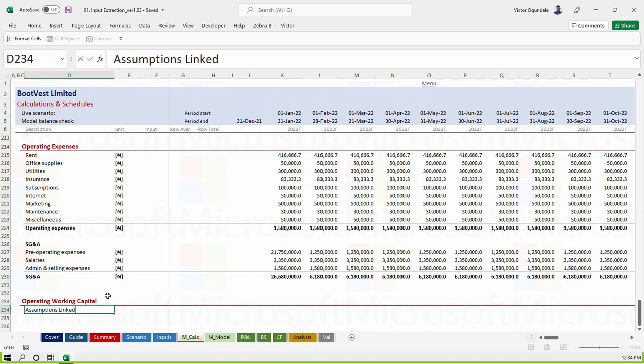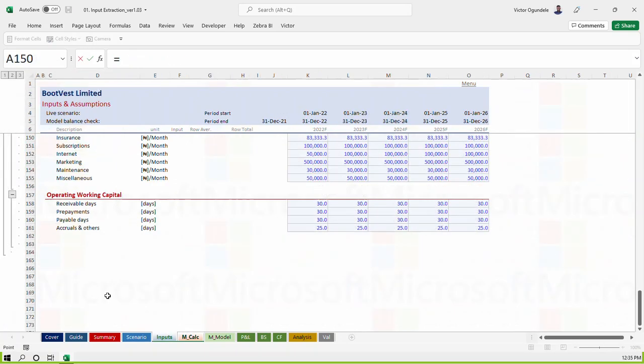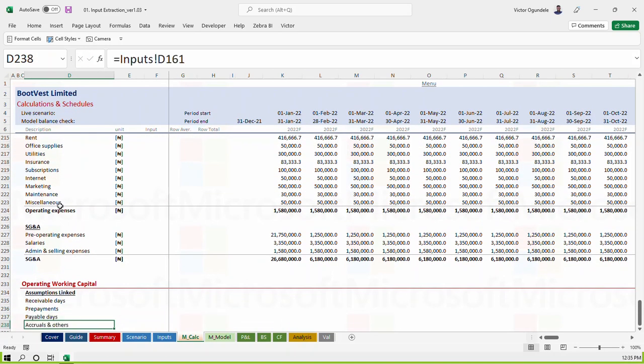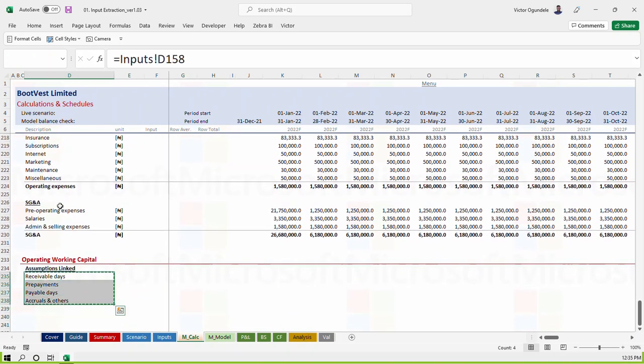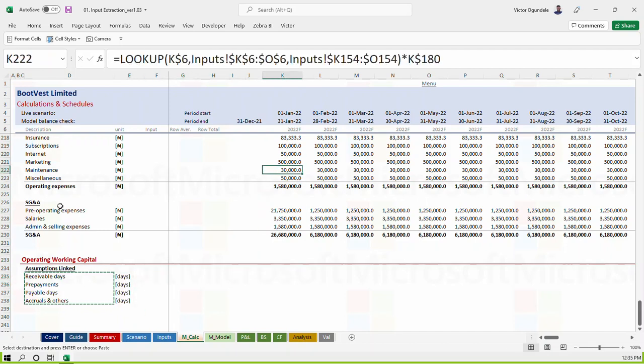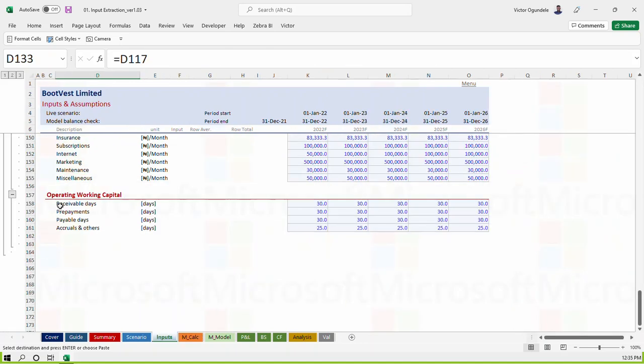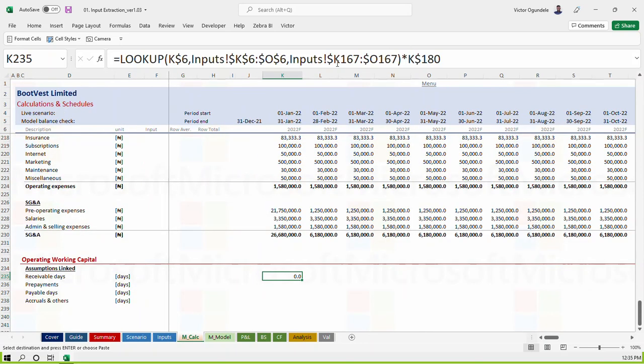Assumptions linked. So receivable days, prepayments, payable days. So let's use our formula. Let me copy this formula. So that's row 158.